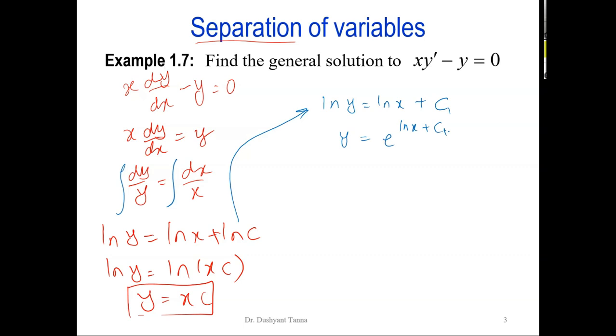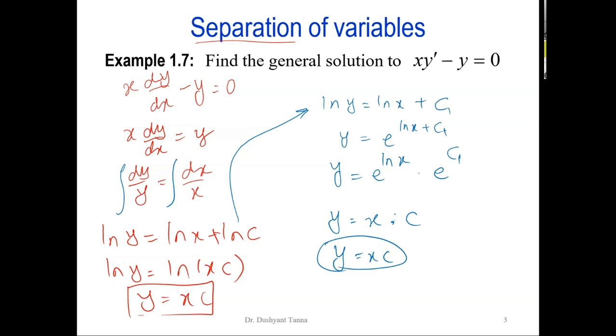Cool. Now the exponential property, we can always separate that. So that will be e to the ln x and e to the c1, or e power c1. Again, that's the definition of log. e and ln, they are inverse functions. They will cancel one another's effect. So that will be this, and I will write here c. So simply y is equal to xc.